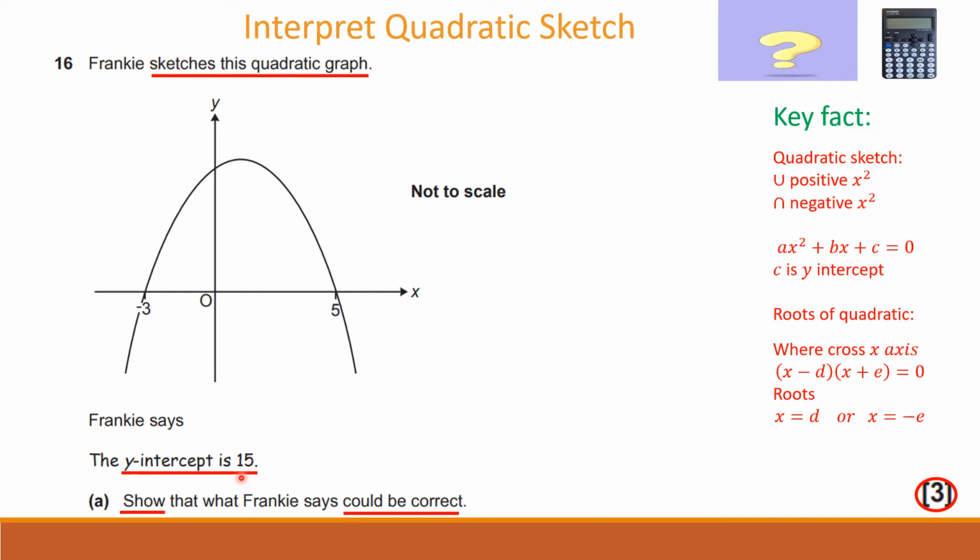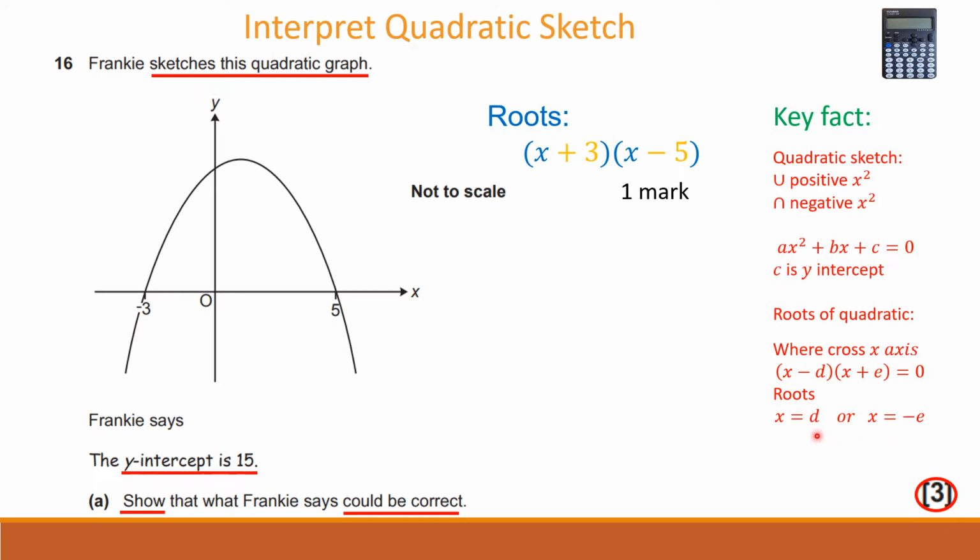So press pause, have a go at working out the answer, and then press play when you're ready to hear the answer. Well done, guys. Hopefully you've managed to show that the y-intercept is 15. So to start with, we're going to look at the roots. So we know that the root is at negative 3 and 5.